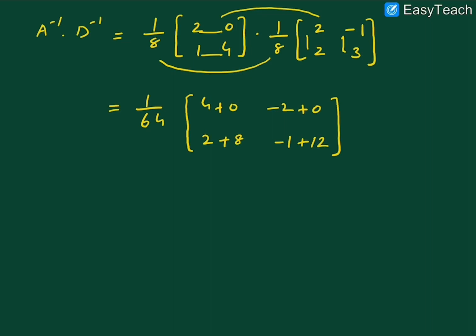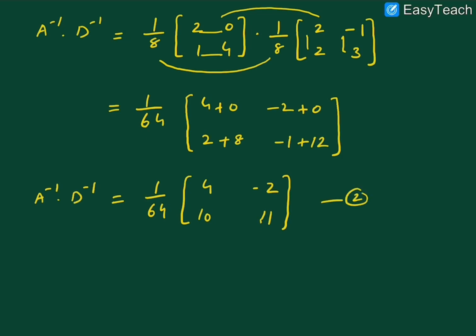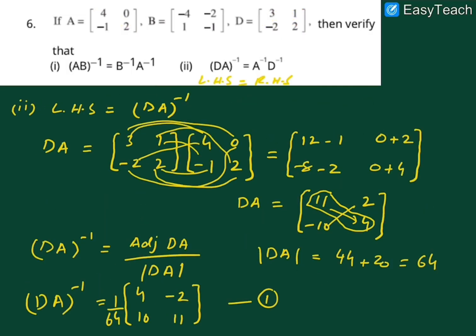1 times 2 will be minus 1. So we'll get 1 over 64, 4, minus 2, 8 plus 2, 10, and 11 here. So this is our A inverse into D inverse. Equation 2 is the same as 1 over 64, 4, minus 2, 10, 11.